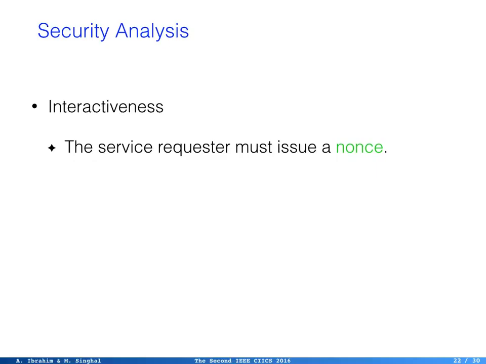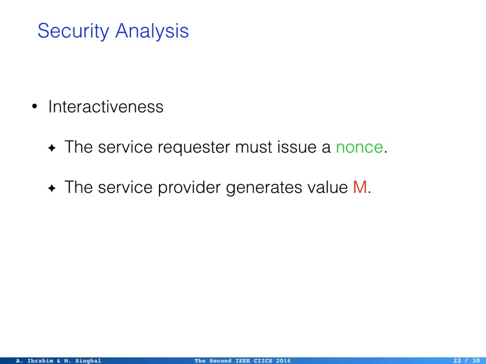For each authentication request, the service requester must issue a nonce, decrypt a message using its private key in step 8, generate R, the random value R in step 10, and validate the other party in step 14 to successfully authenticate the service provider. On the other side, the service provider generates value M in step 5, uses the service requester's public key to send M, receives a commitment from the service requester to the sent values in step 12, and afterwards receives the value to reveal the commitment in step 15.